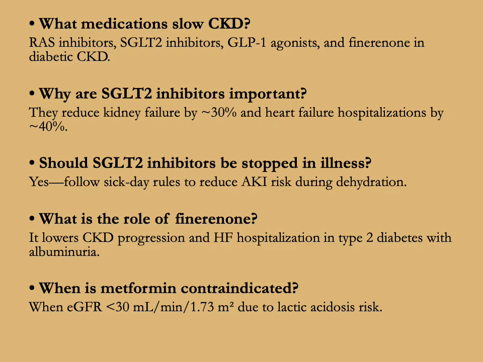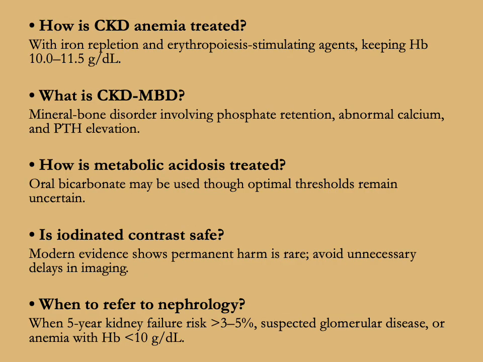When is metformin contraindicated? When eGFR is less than 30 mL per minute per 1.73 square meters body surface area, due to lactic acidosis risk. How is CKD anemia treated? With iron repletion and erythropoiesis stimulating agents, keeping hemoglobin between 10 to 11.5 grams per deciliter.